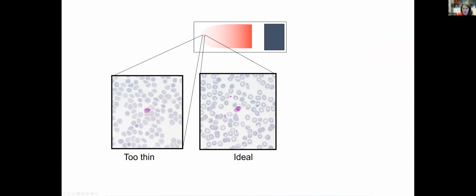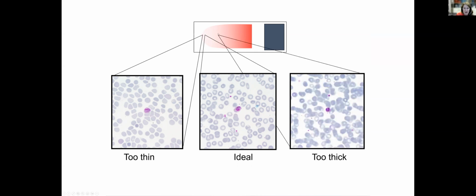Now, if you go too thin out into the feathered edge, the red cells lose their central pallor. They start molding to one another, and the cells ball up, and it's a little hard to see their actual size and shape. It's even worse if you go out into an area where it's too thick, because then everything looks smaller, it's overlapping. And I've seen many people miscall species because they're looking out in an area where it's just too thick to really examine the morphology. So don't make this mistake. It's a very common mistake. Make sure you're looking in the right area when you're trying to identify what parasite is present based on morphology.